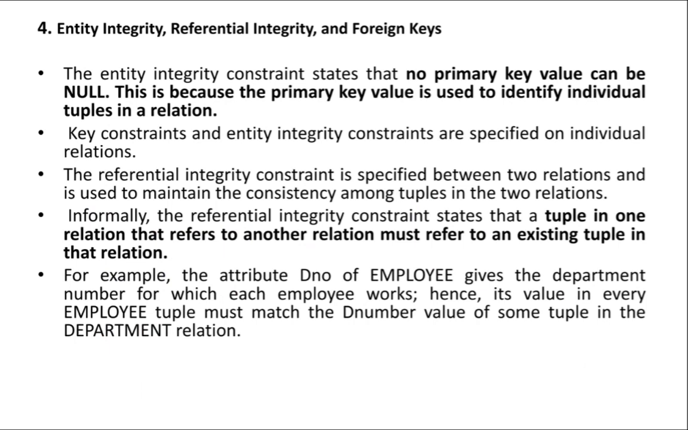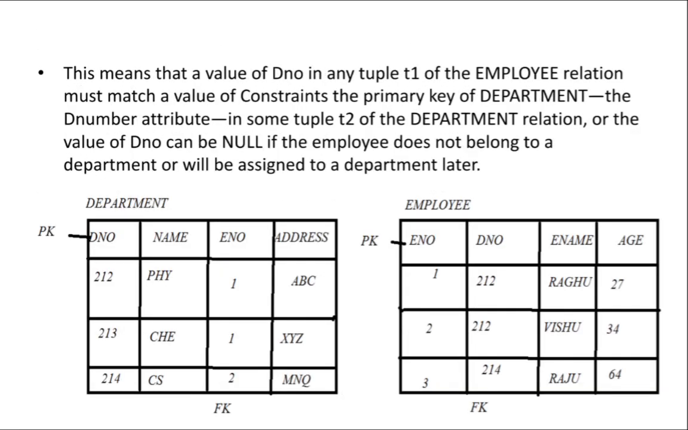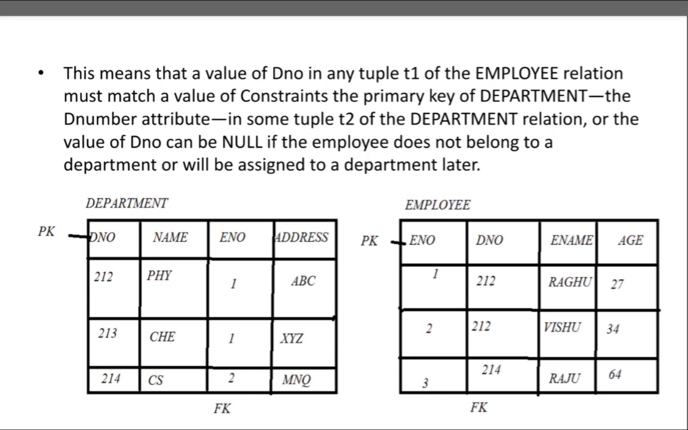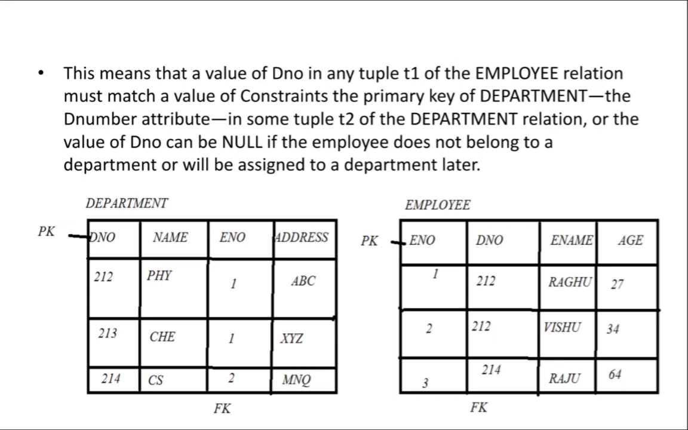One more very important thing: if you are using a foreign key or a referential integrity constraint, a tuple in one relation that refers to another relation must refer to an existing tuple in that relation. What does it mean? Don't get confused, it is very simple. Department number is the foreign key in the employee table, so while filling the department number, you should fill values that are present in the department table. What are the department numbers present in the department table? 212, 213, 214.